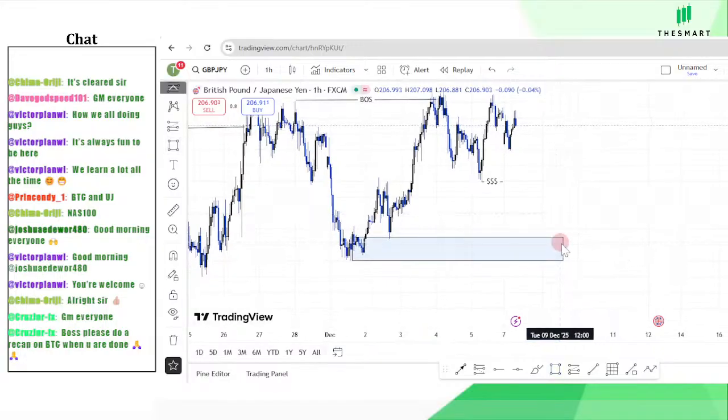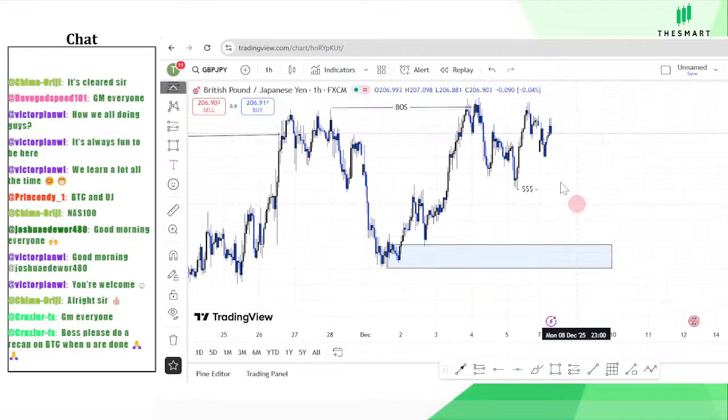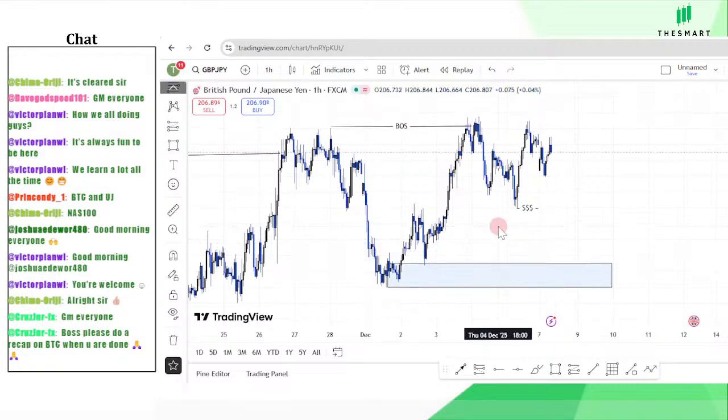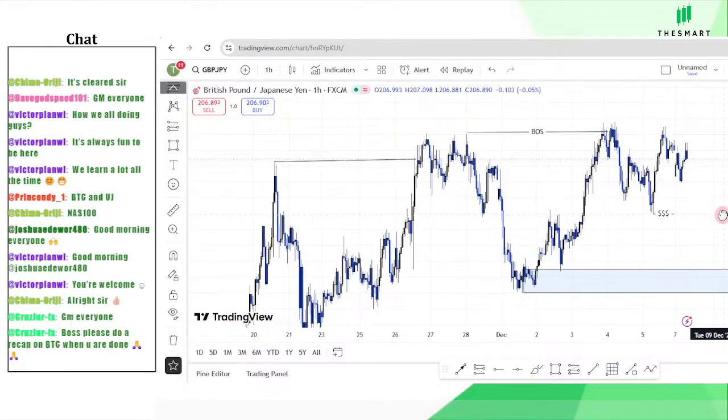This is what I want to see. I want to see this price come back into this level, pulling this fair value gap and this point, this liquidity. So let this price be able to come back to this point for us to actually look at for a buy.